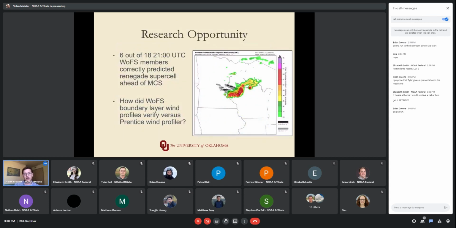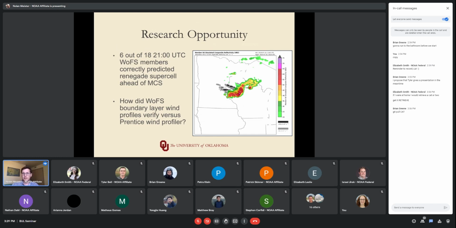So we have a couple of research opportunities here. We have a chance to look pre-storm before this supercell MCS merger and see how WoFS would have handled that. And then we have an opportunity to look post-MCS at how WoFS handled the outflow boundaries, southward motion, and then eventual location where the severe weather threat was the next morning.